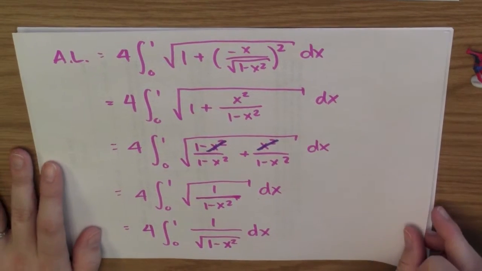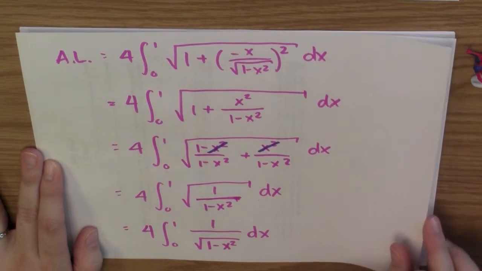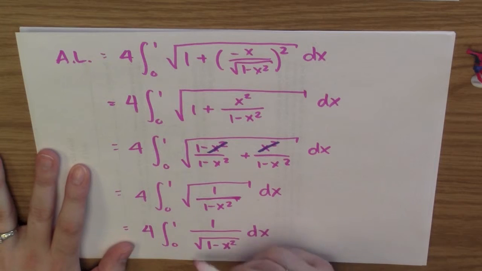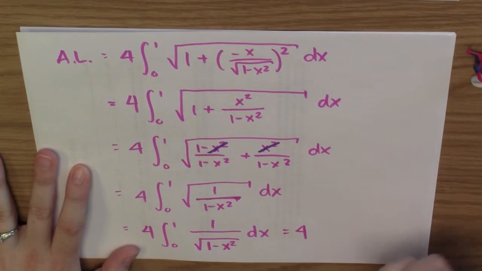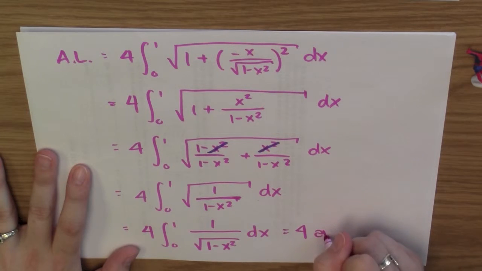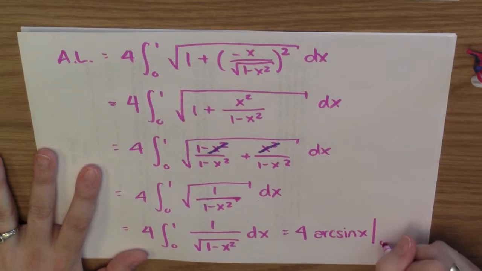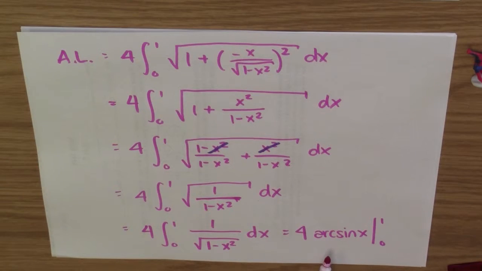And now I think to myself, gee, that looks really familiar from something that I did a long time ago and maybe tried to forget. This is actually the derivative of the arcsine. So what I have here is 4 times the arcsine of x, and I'm going to evaluate this from 0 to 1. If you're not convinced that arcsine is an antiderivative for this, just take the derivative of arcsine. You should get back exactly this function right here.